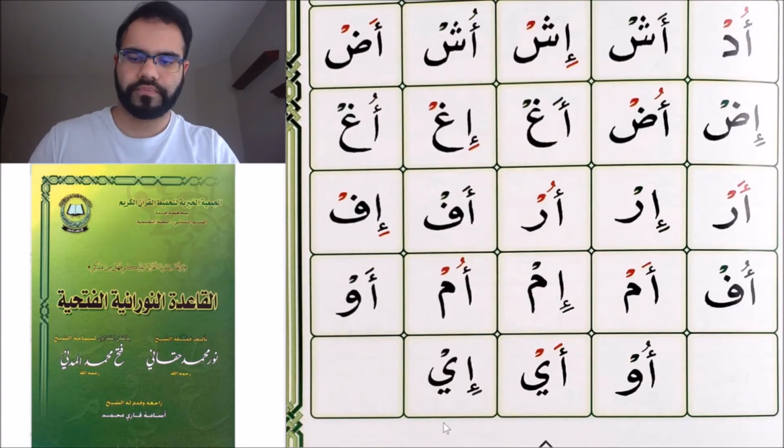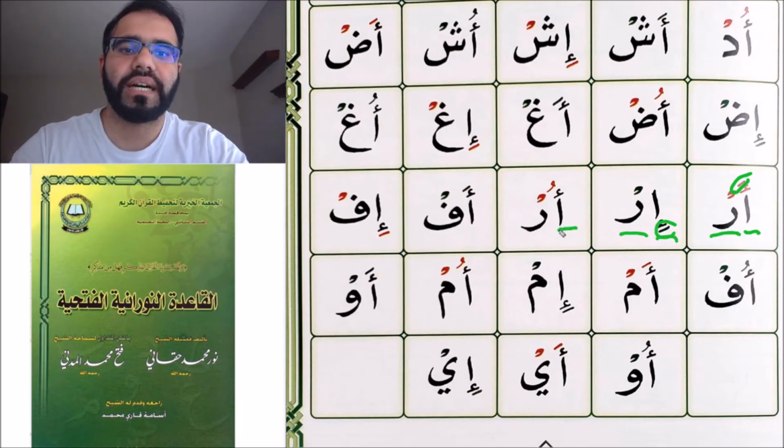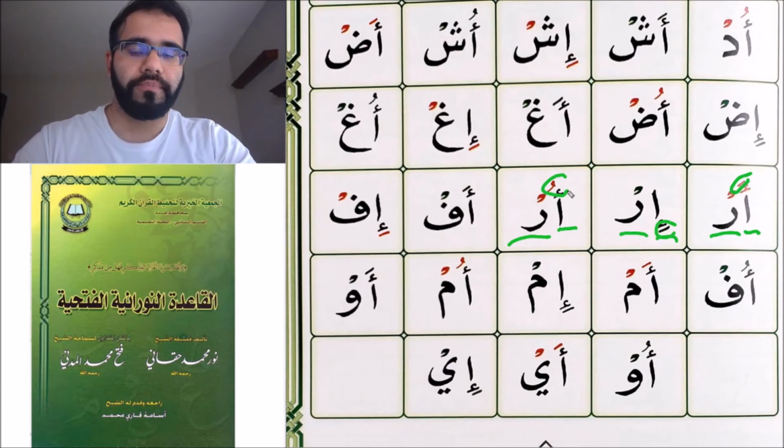Okay, so this is alif, ra, fatha, ar, alif, ra, kasra, ir, alif, ra, dhamma, ur. Okay, I want to stop and talk about these three.